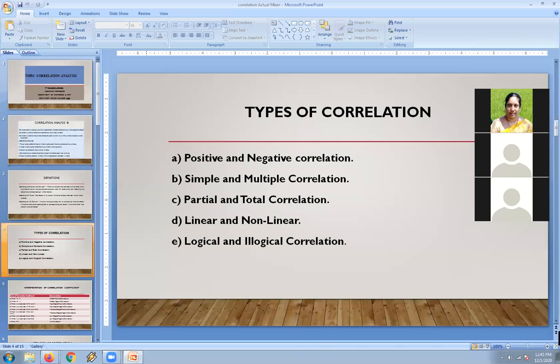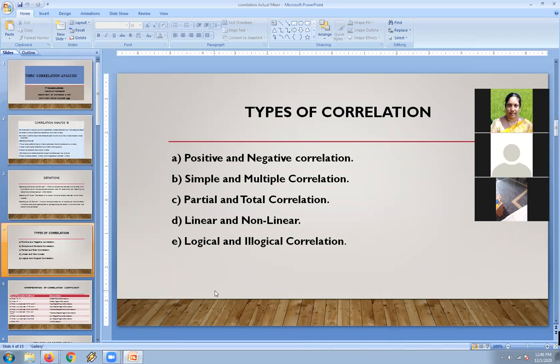It is quite opposite to the linear correlation. If there is a constant ratio of changes happening between the variables, it is called linear correlation. If there is no constant ratio between the variables, it is called non-linear correlation. The last one is called logical correlation as well as illogical correlation.